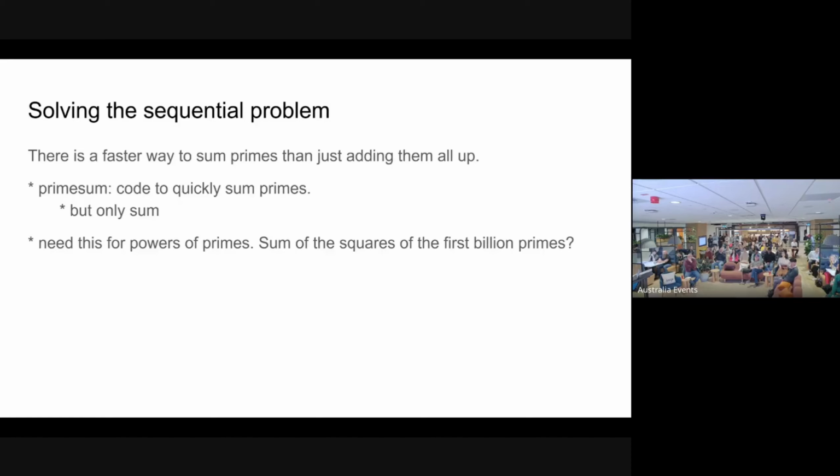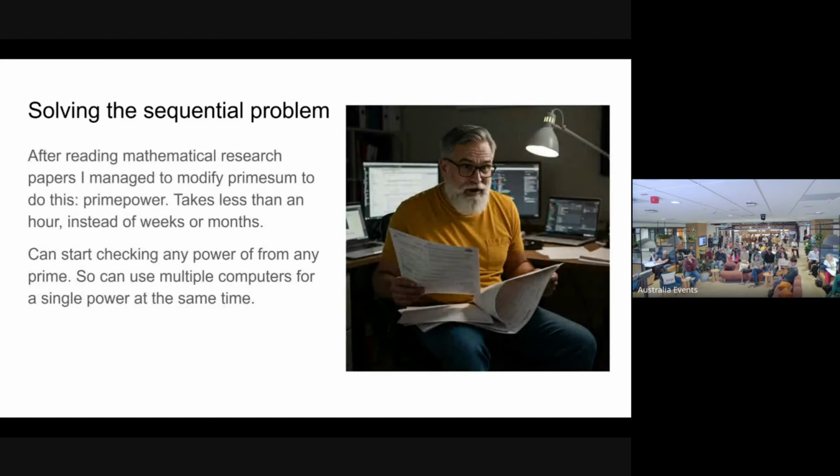The problem was I needed this for powers of primes, right? Like I want to know the sum of the squares of the first 1,000,000,000 primes. Like if you square each prime and add them all up, which this code didn't do. But fortunately, the code referred to a mathematical paper, which if you find other papers by those authors and you read those and you look in all the maths, you can eventually find the logic to be able to do this. And so I was able to convert this summing code into code that would do any power.